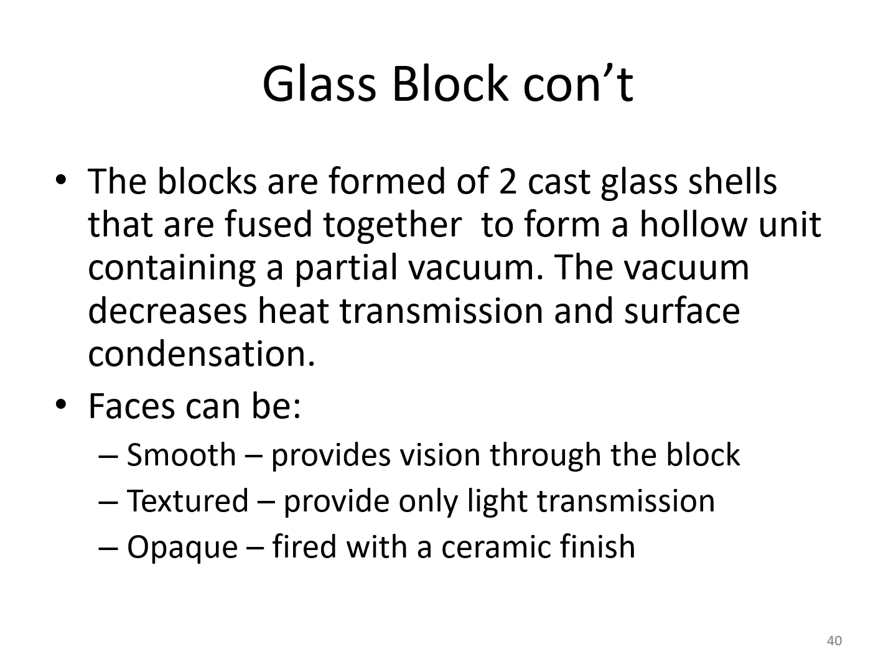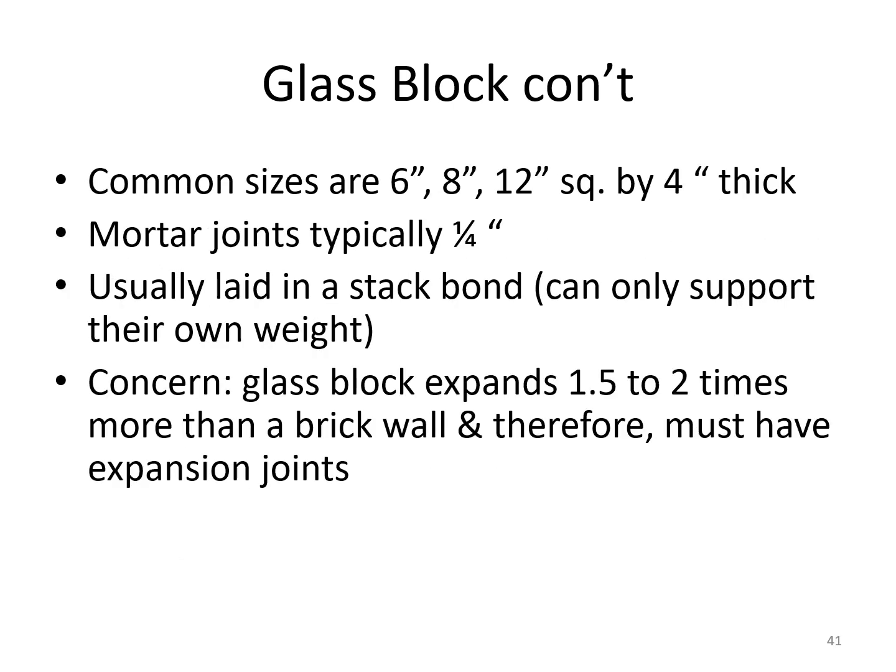The one thing about them is they're formed of 2 cast glass shells that are fused together. If you ever notice, it's like a masonry material that forms a hollow unit, and contains a partial vacuum. And the vacuum decreases heat transmission and condensation. And the faces can be smooth, textured, opaque. You can get them in green colors, white colors, even this golden type, how do they call that? That's a sepia type look. So glass blocks' common sizes are given here. We'll take a look at what they look like on the next page.